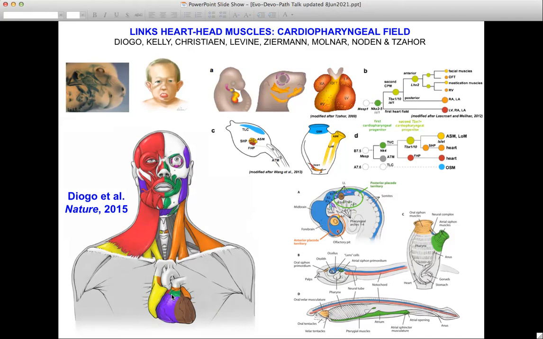As you can see, this is really EVO-DEVO-PATH, because we did studies from humans with birth defects. There are developmental studies and genetic studies about this field, what we call the cardiopharyngeal field, looking at each gene changing gene expression to form all these muscles in model organisms, plus a broader comparison between chordates. And then what is the gain of that for evolutionary medicine? For instance, wow, in this case, there is a lot. It's not a coincidence that the paper was published in Nature, right?